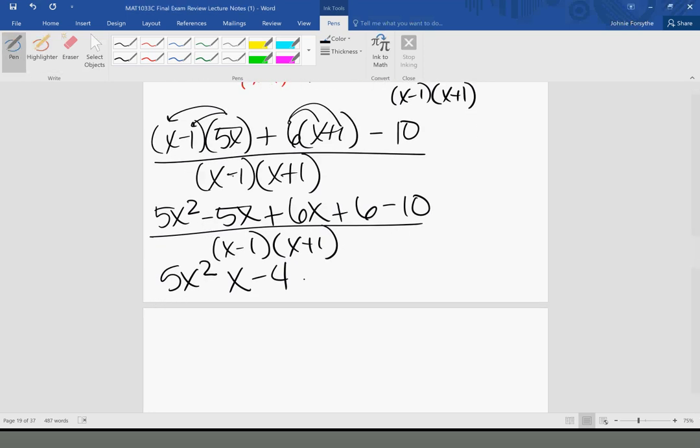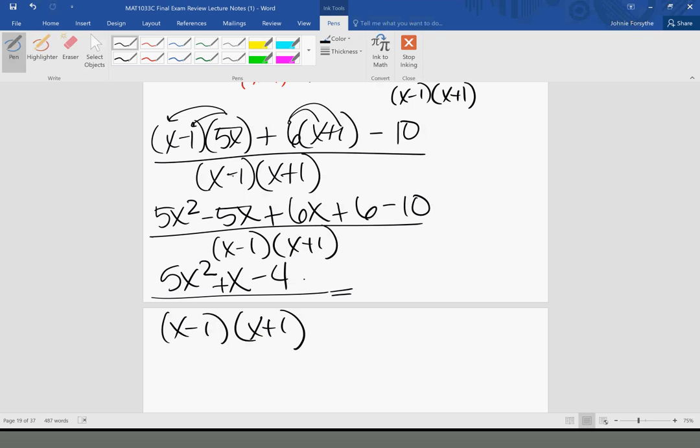Okay, that's going to be over x minus 1 times x plus 1. So now the top part we need to factor. Negative 5x plus 6x is positive x. All right, so factoring trinomials. Lots of ways to do this. Really depends on how you've been taught or how you have learned. I'm going to use what I call the AC method with slide and divide. Okay, so let's get started.